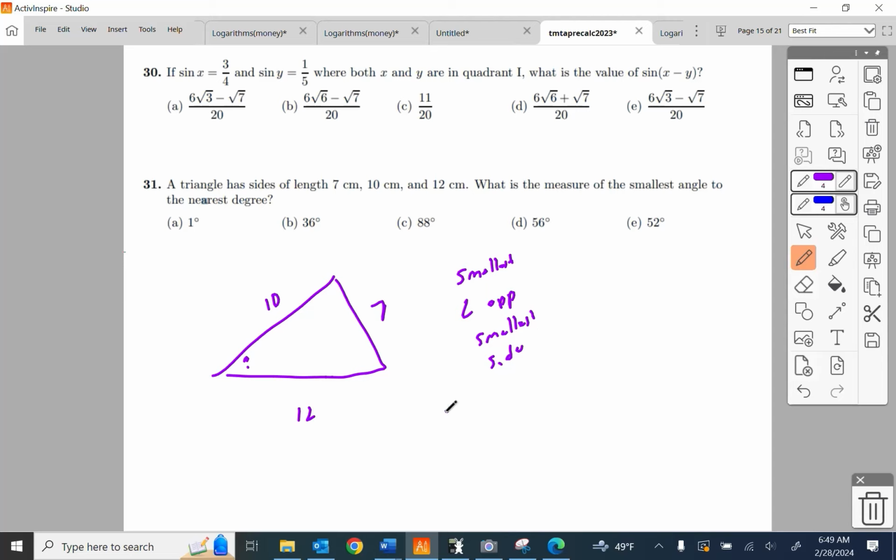Anyways, we'll do law of cosines. C squared is A squared plus B squared minus 2AB cosine of angle C. And this is my angle C, but I don't want it because I'm pretty sure that's it. So little c is 7, and A and B are 10 and 12 respectively. And what I don't know is the cosine of C. So I'm going to take these guys away.